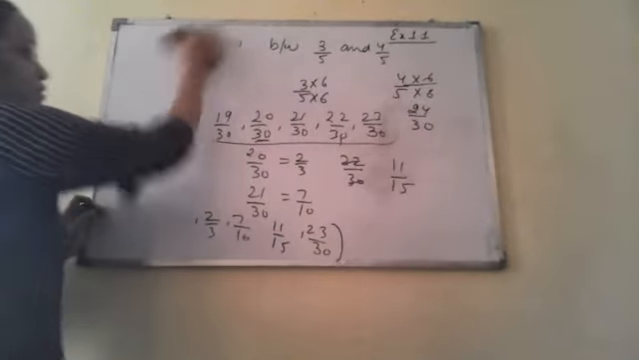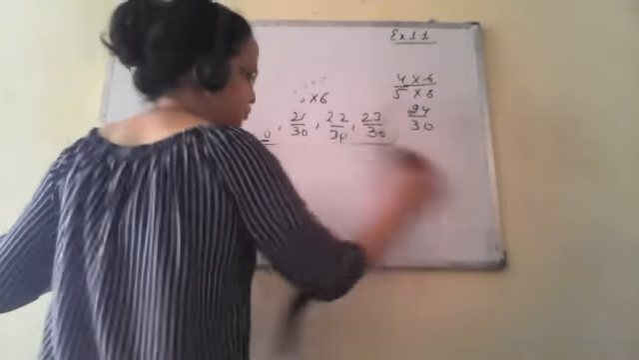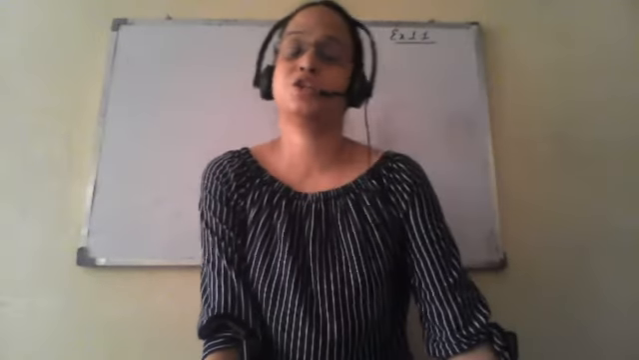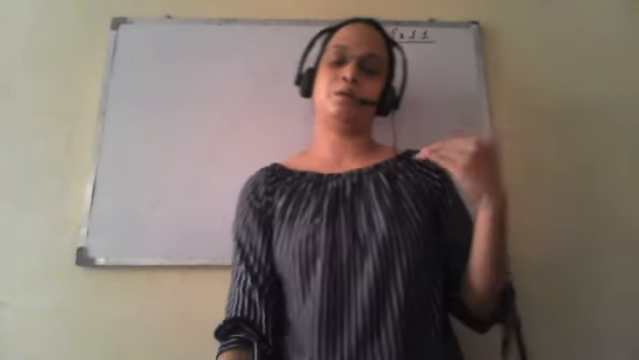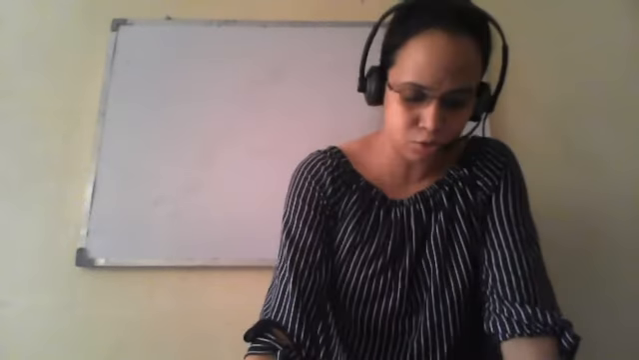Now question number 4. State whether the following statements are true or false. Give reason for your answer. Every natural number is a whole number. Yes, every natural number is a whole number, because natural numbers start from 1, 2, 3, 4 up to positive infinity, and whole numbers start from 0. So whole numbers comprise every natural number, or it covers all the natural numbers. So this statement is true.